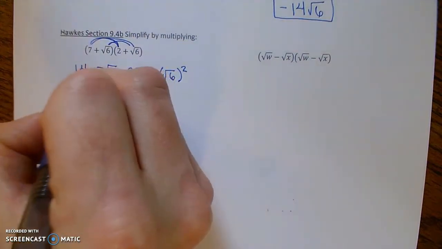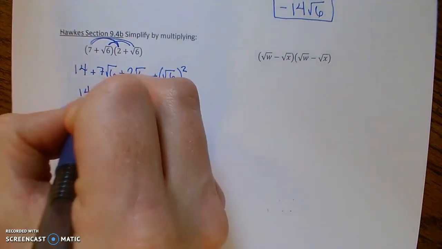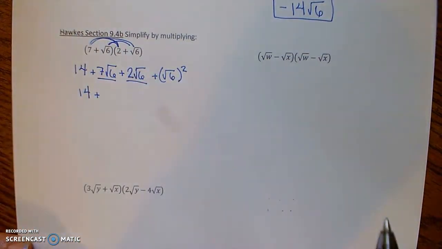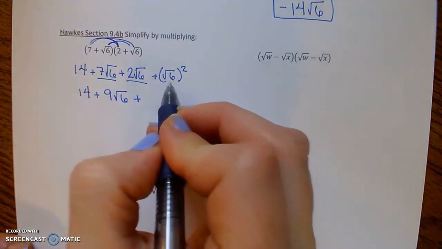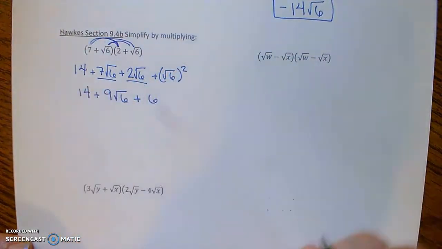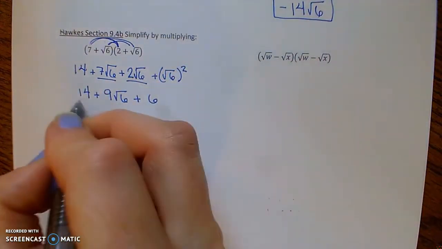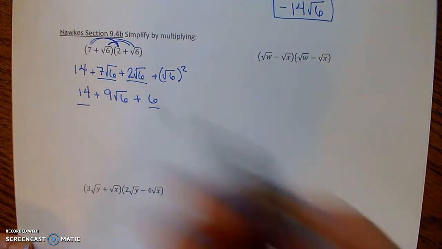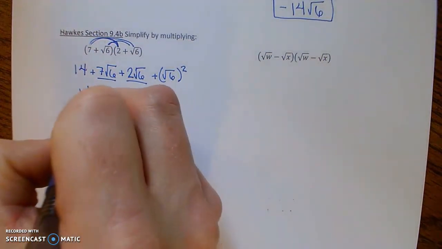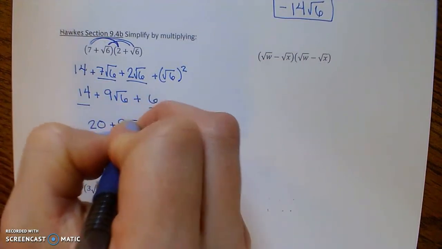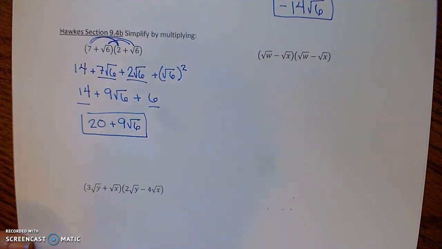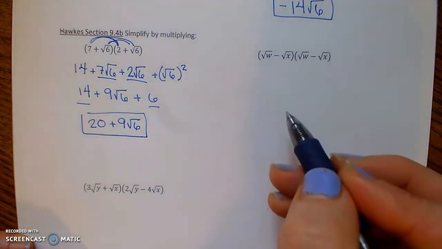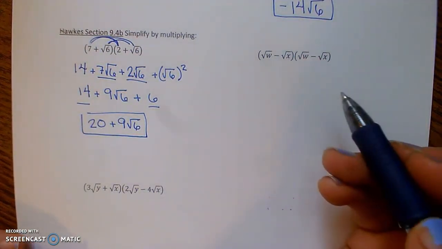So let's go ahead and write that down, simplifying as we go. So 14 plus, notice these are like terms that we can combine together. 7 plus 2 is 9, so 9 root 6. And then the square root of 6 squared, it's just 6. Now the 14 and the 6, those are like terms, they're whole numbers. I can combine them together. 14 plus 6 is 20. So what I have left here is 20 plus 9 root 6. Which is just a number, and our objective was to simplify it as far as we can, and I've done so. Let's look at another example, this time with variables.